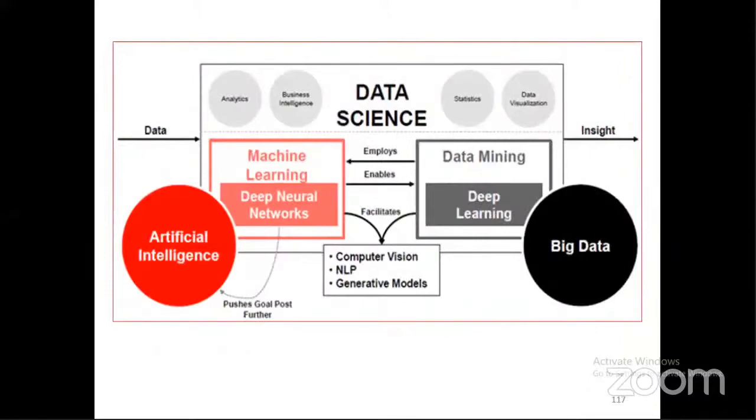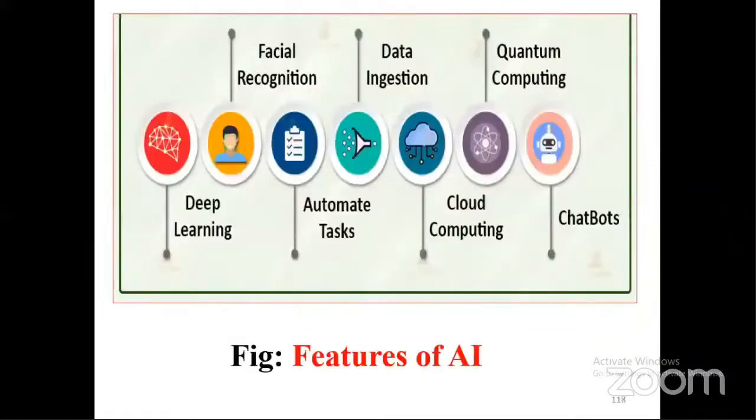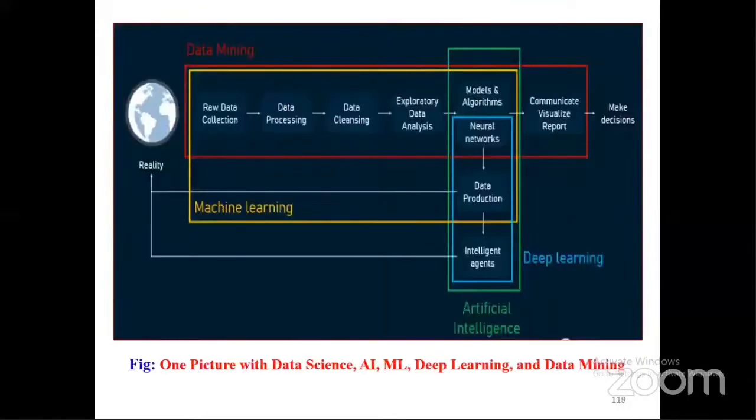We are applying the top 10 data science algorithms in data science. So what are the features of AI? We are using deep learning, facial recognition, automatons, data ingestion, cloud computing, quantum computing, chatbots, etc.